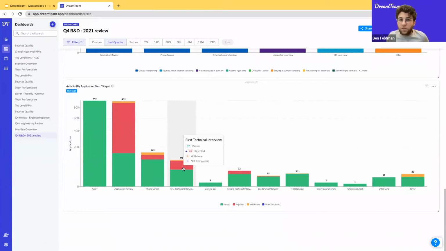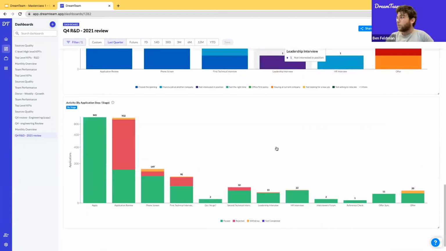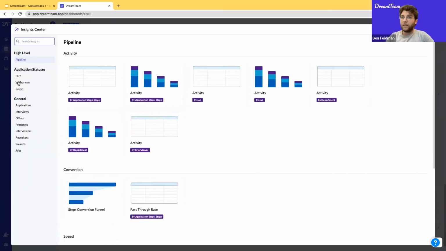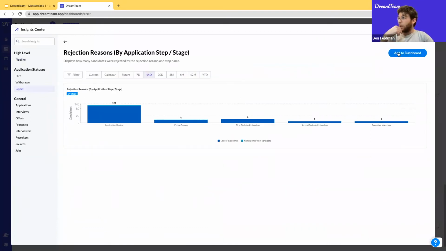But the question that I have is, are we doing something wrong or right there, right? Are we rejecting them for the right reasons? So the first thing that we would want to do is have a very similar insight to this and say, why are we actually rejecting them, right? So I'm going to click on Add Insight, and I'm going to go to Reject, and I'm going to say Rejection Reasons by Application Step. I'm going to add that.